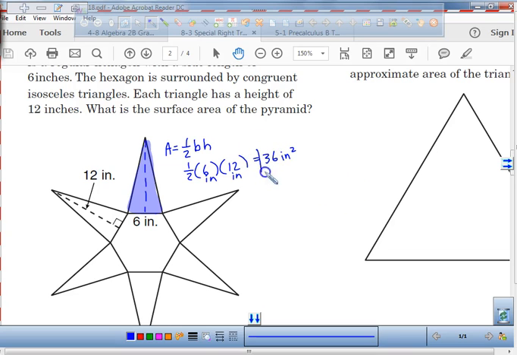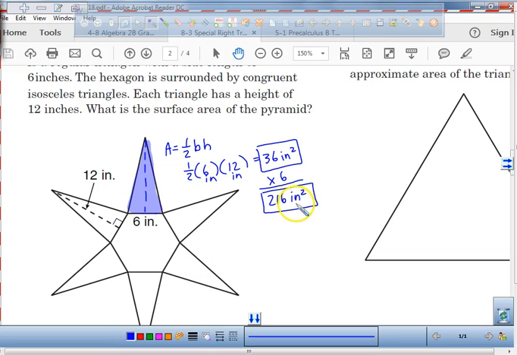Now, this particular answer right here is the area of how many of the triangles? That's the area of 1. So how many of them do we have? We have a total of 6. Yeah, so to find the area of all the triangles that surround this hexagon, you have to multiply it by 6, and that's going to give you a total of 216 inches squared. Now that's not my final answer. That's simply the area of all the triangles.